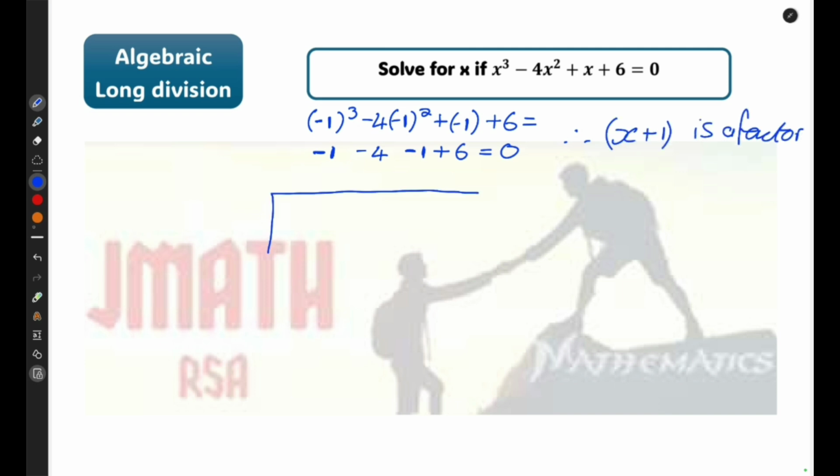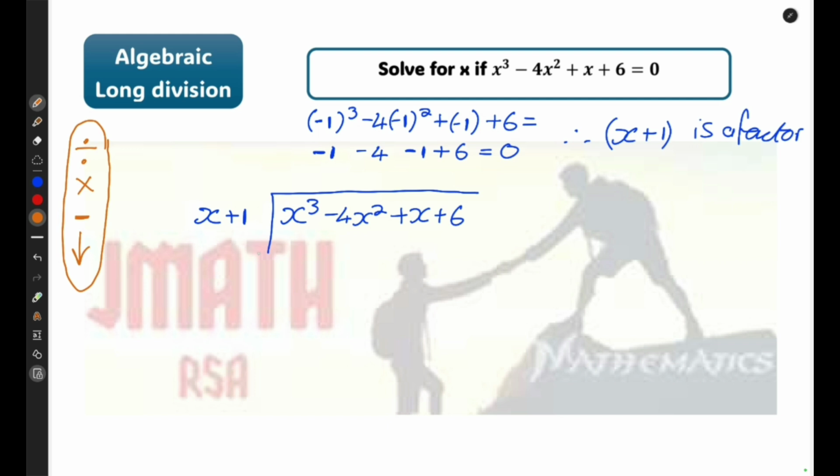So just like in primary school, I make a little house, and then the factor that I got, I write on the left, so x plus 1 goes there, and then I can write the original expression inside, so minus 4x squared plus x plus 6. After I filled in everything in their correct places, I'm going to go through this sequence of operations. Okay, so the first thing I'm going to do is divide the x cubed by the x. That answer I'm going to write up top. So x cubed divided by x gives me x squared.